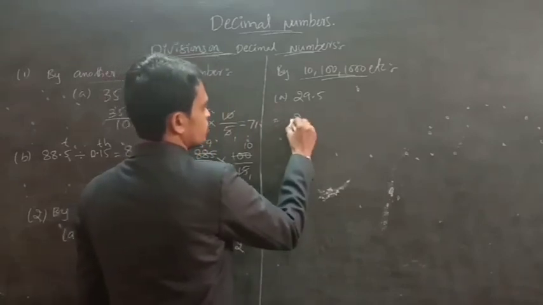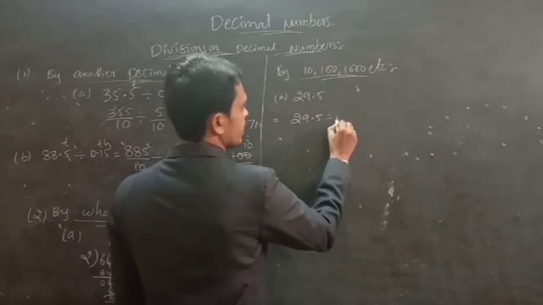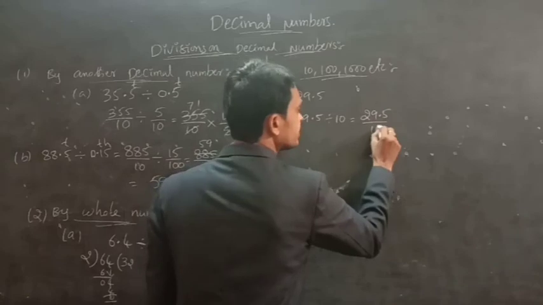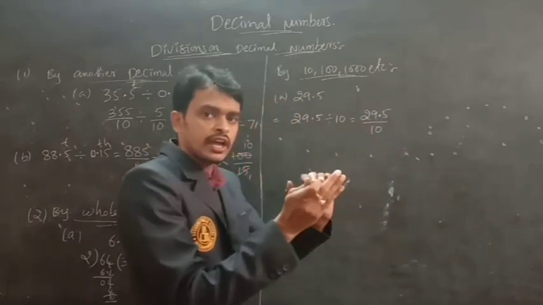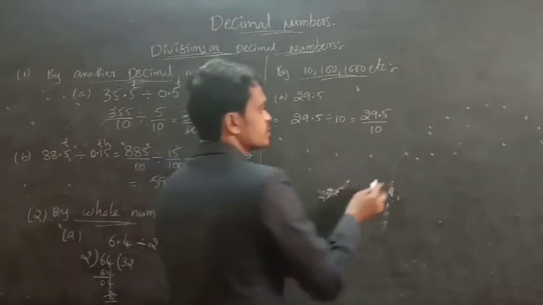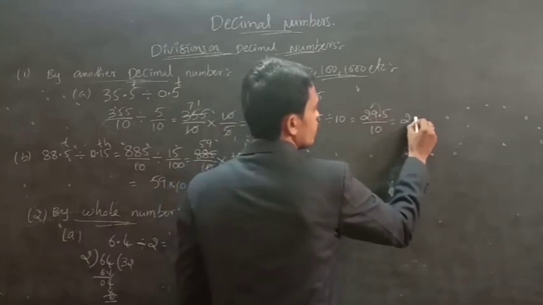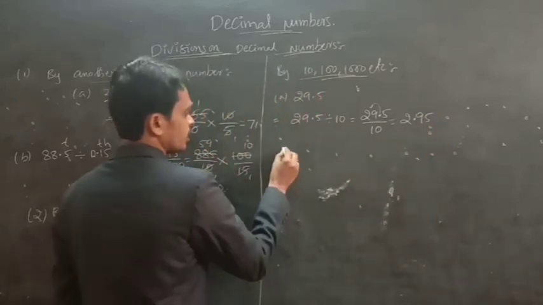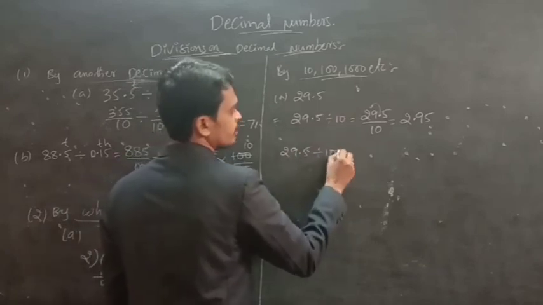Next, we will divide the decimal number 29.5 by 10, 100, 1000. So now 29.5 divided by 10. Here we already have the point at the tenth place. Again we are dividing by 10, so it will move to the hundredth place. Then the point will move to the hundredth place, and it will be 2.95.